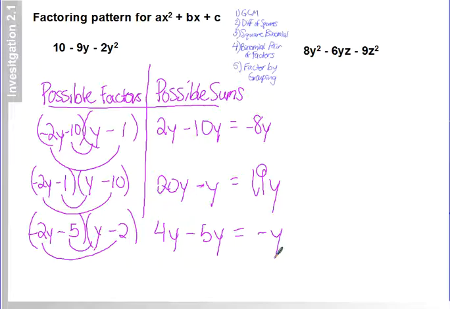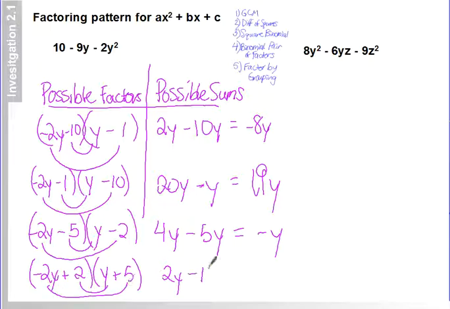No one wants to give it a shot? Okay, you want to try that? Will that give us a negative in the middle, possibly? It could. Let's try it. Because look, we have a negative 2y. And if we do positive 2 and y plus 5, that's a possibility, right? Maybe. Okay. So we have 2y and negative 10y. Equals negative 8y, okay?